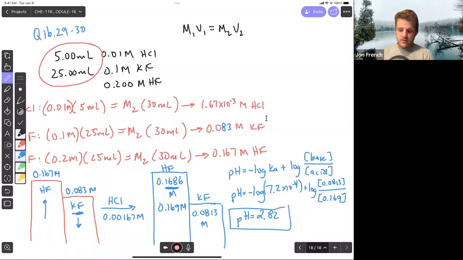All right, so M1V1 equals M2V2. We had our buffer, we added a strong acid to that. The volumes changed, so the concentrations changed, and we had to find our new concentrations at the new volume. Then basically the HCl reacts with the conjugate base, and that concentration goes down. The product of that reaction is more of the weak acid, so that concentration goes up. And then from there, we can find the pH of that buffer.